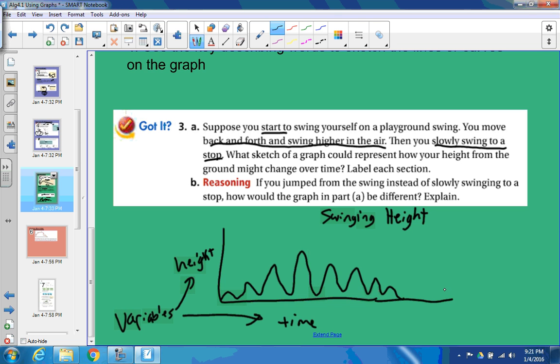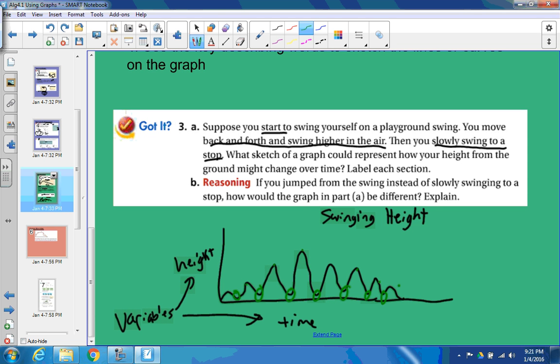So that's my graph. And again, the reason being is because when you're swinging, these would all be the parts where you're going back down to the ground. Because you swing forward and go back down, swing back and go back down. These are going to be your highest points as you're getting higher and higher and higher, then you slow down and get lower and lower and lower. All right, so that's my graph.